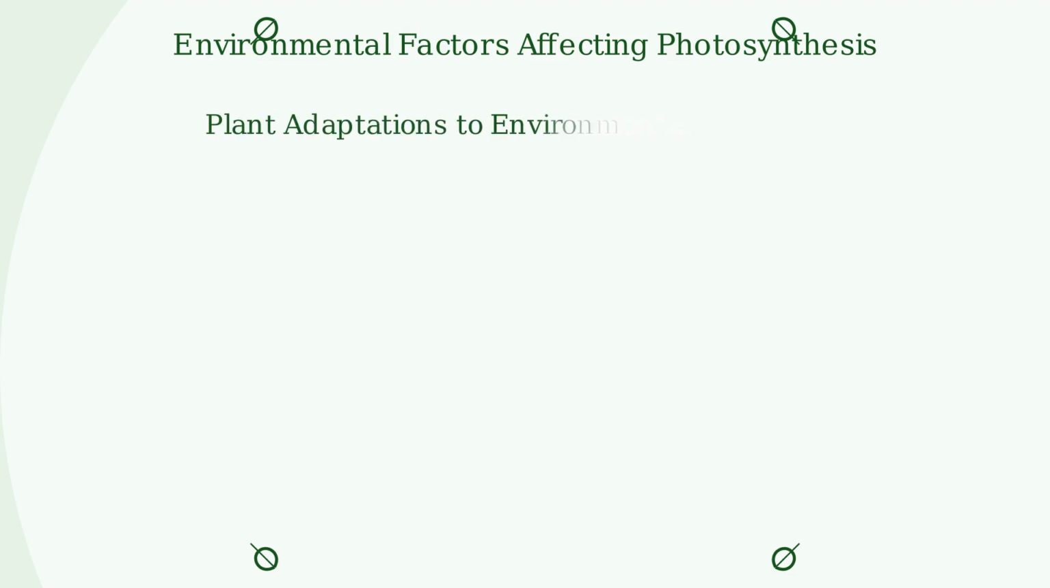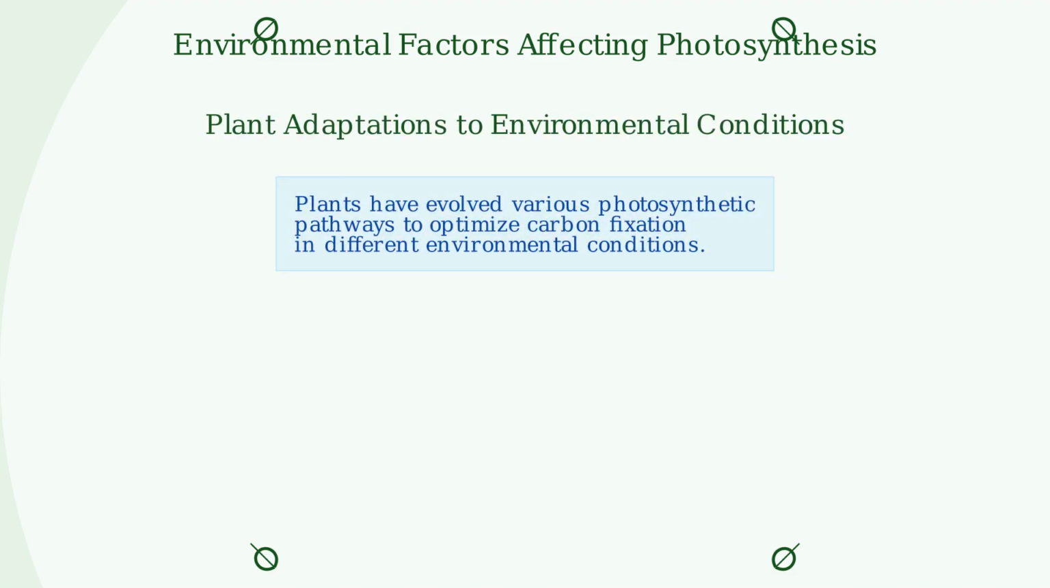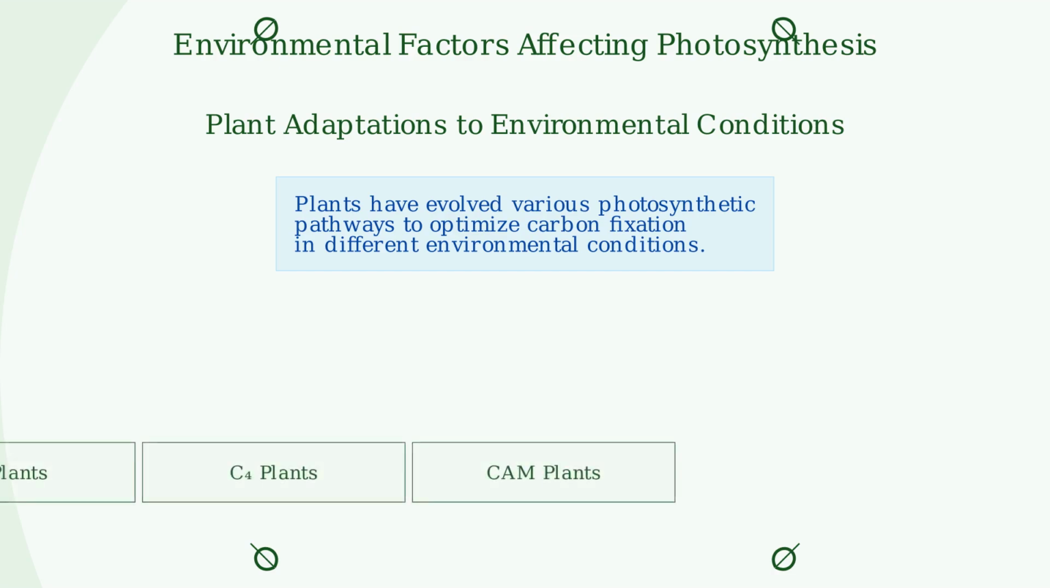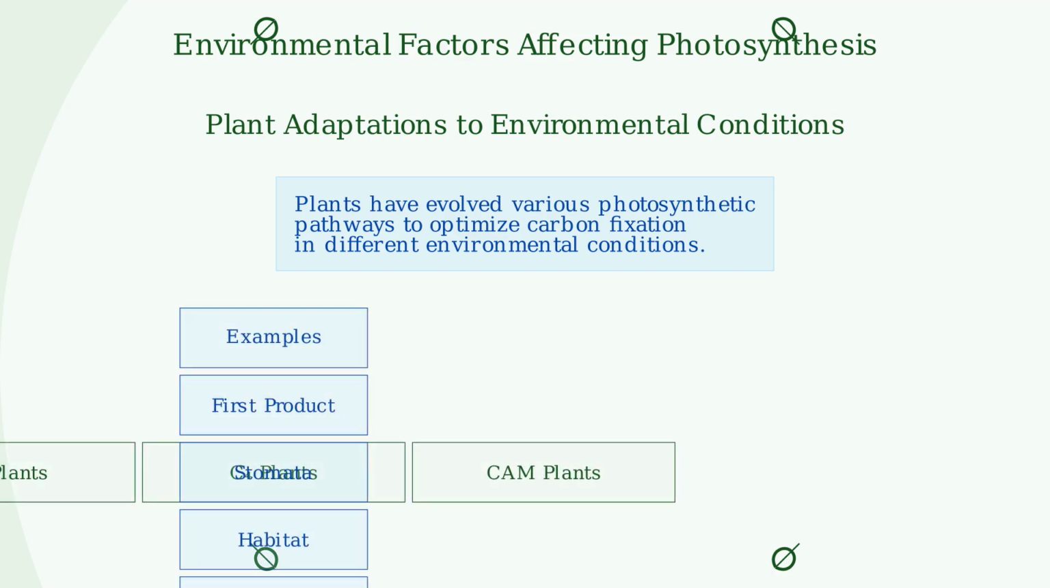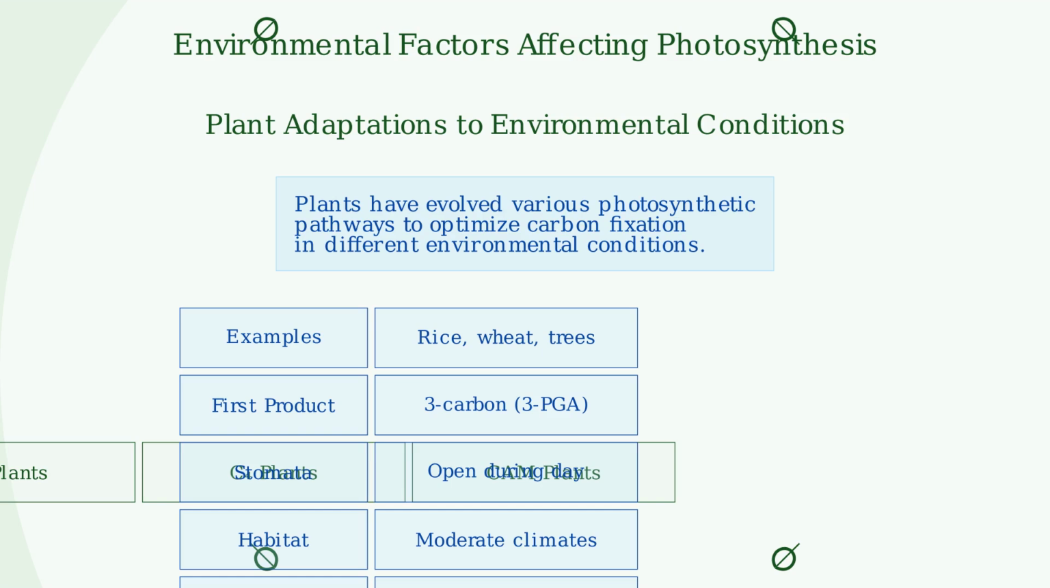Plants have evolved diverse adaptations to optimize photosynthesis in different environmental conditions. There are three main photosynthetic pathways, C3, C4, and CAM. Each offers advantages in specific environments. C3 photosynthesis is the most common pathway, found in plants like rice, wheat, and most trees. It's efficient in moderate climates, but struggles in hot, dry conditions.